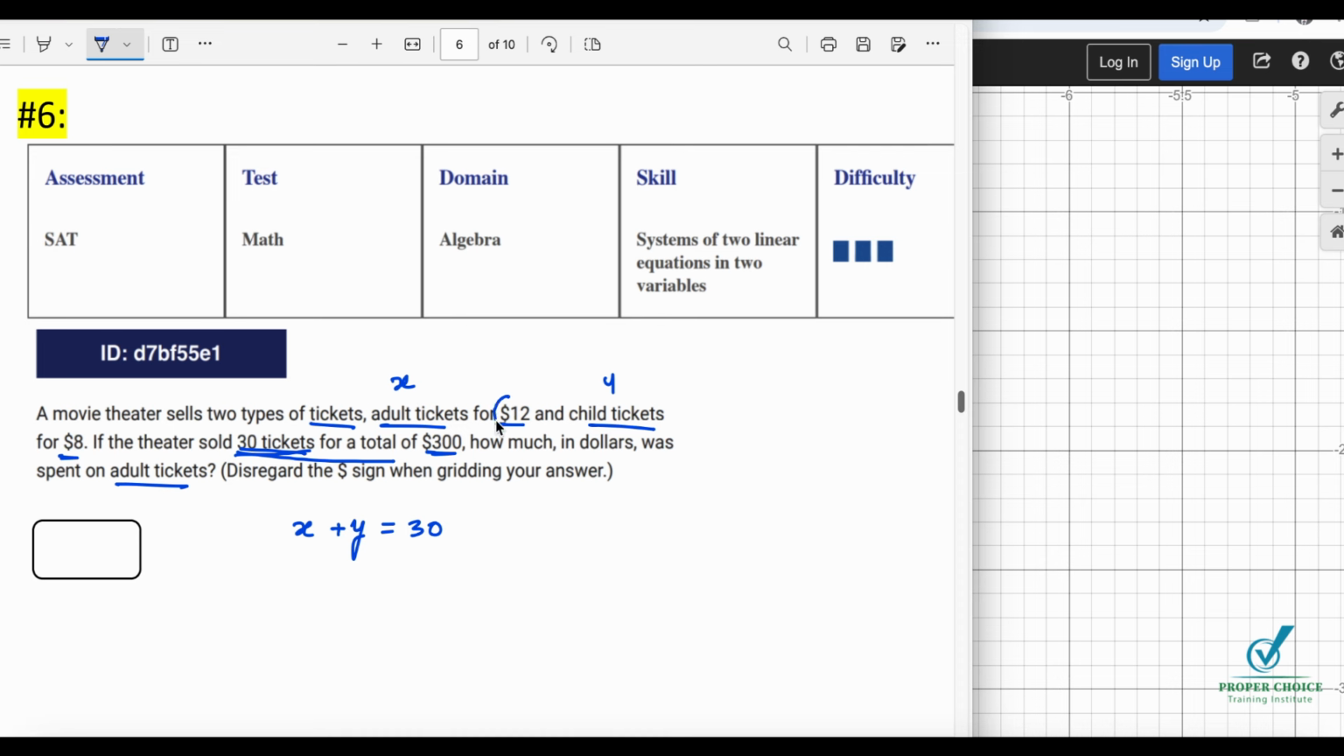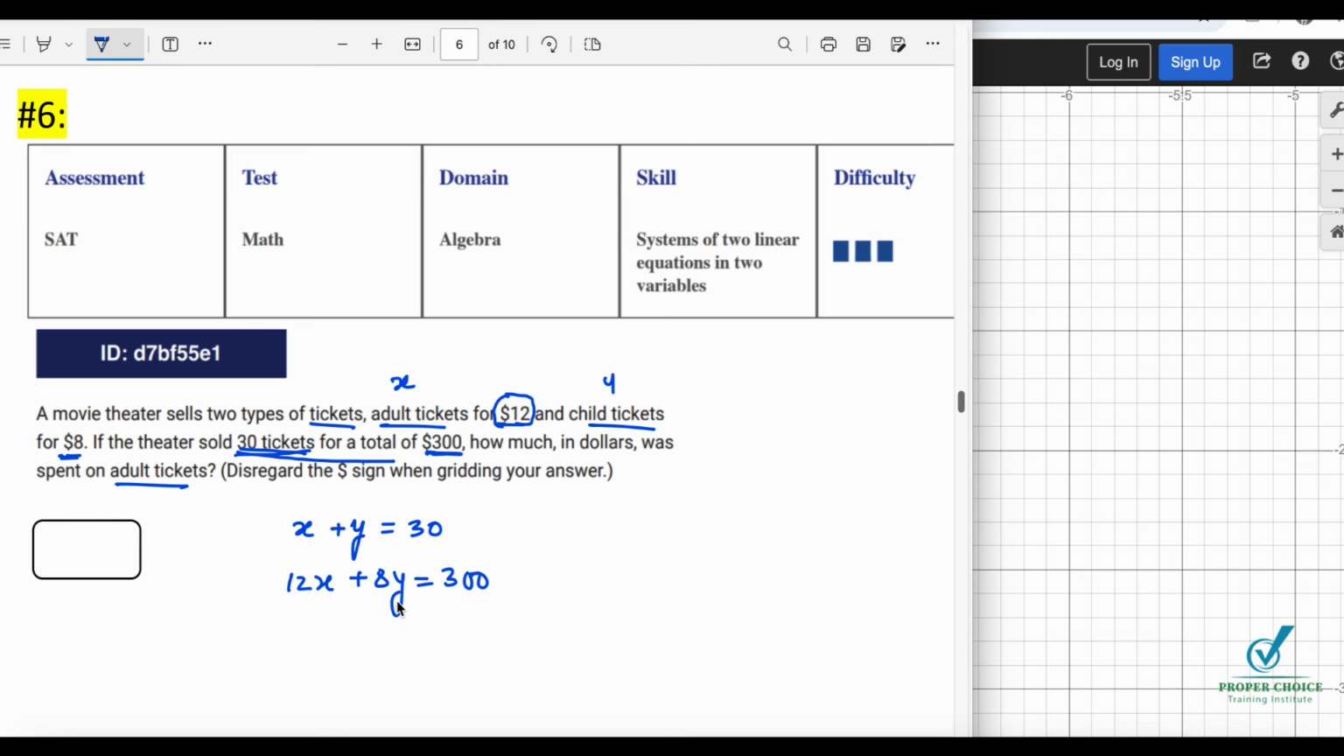And what amount they earned. Each adult ticket costs $12 and X number of adult tickets were sold. So what is the total earning from selling adult tickets? That is 12 times X, plus the total amount earned from the child tickets, 8 times Y. Each ticket costs $8 and Y number of tickets were sold. Combined, the earning from both tickets is 300. We got an equation now.